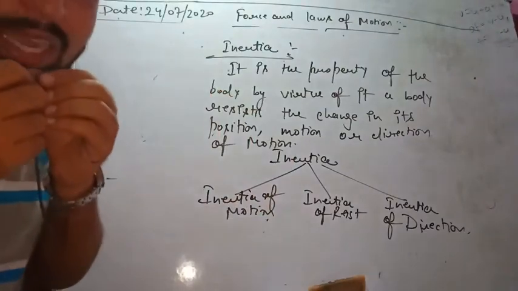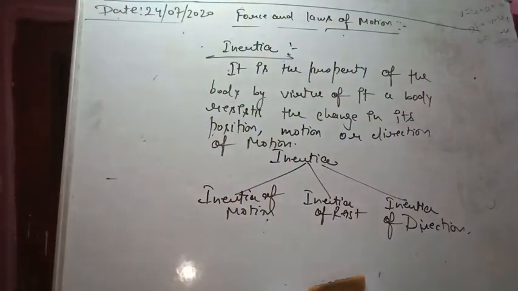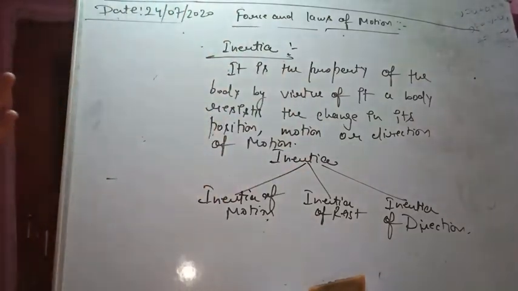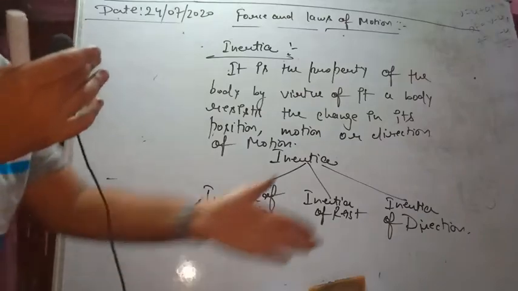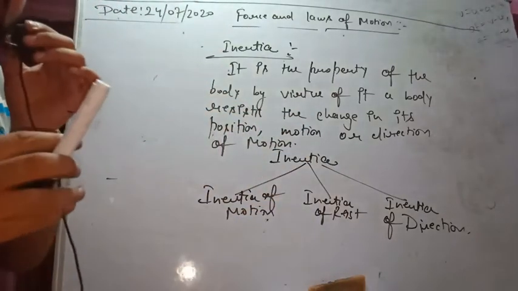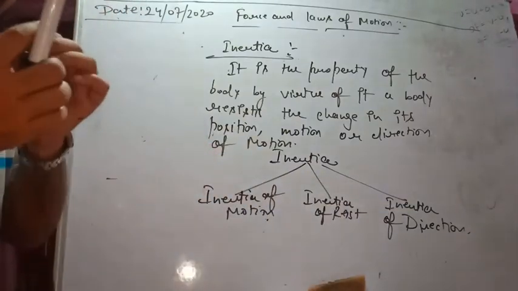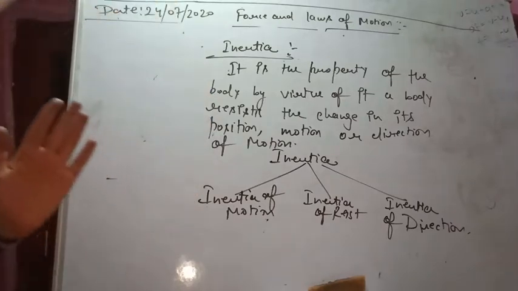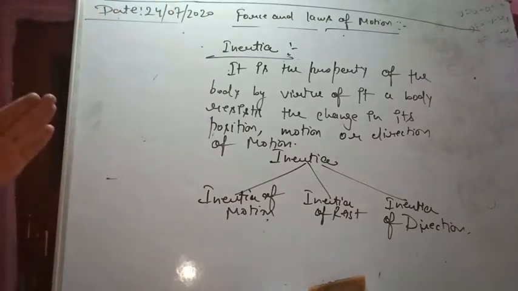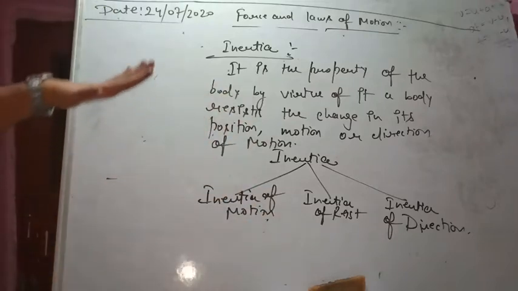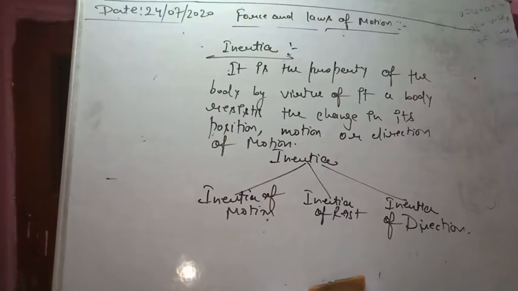Why will this happen? Because the body does not want to change its direction of motion. The body wants to move in the particular direction. So if the driver is moving the bus towards the left, the passengers will turn to the right. If the driver is moving towards the right, the passengers will turn to the left. This is just to indicate that the body has inertia of direction. Now I hope that inertia is clear. Inertia is the property of the body by virtue of which it resists. Resist means rokna.